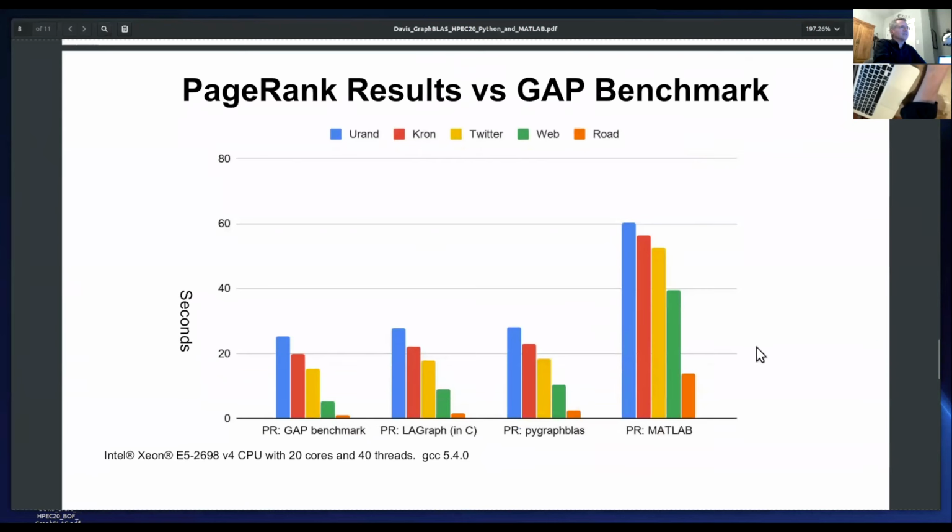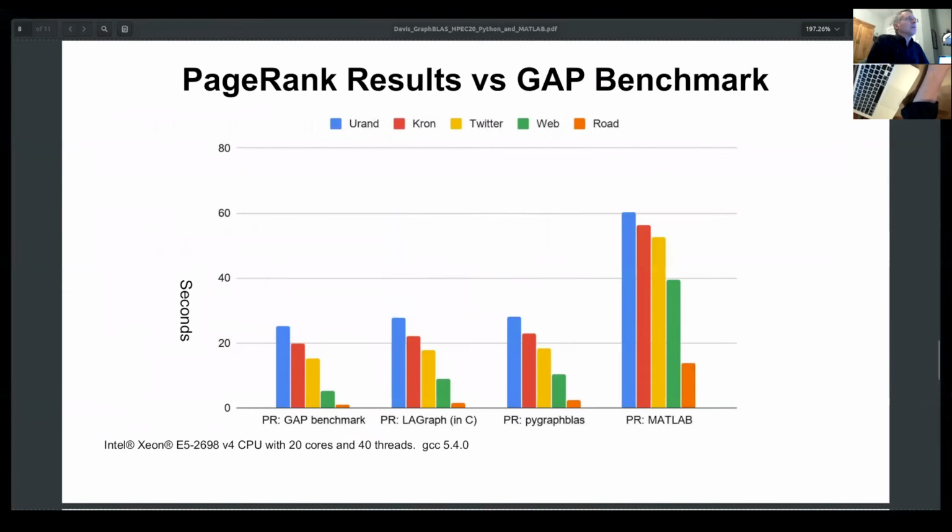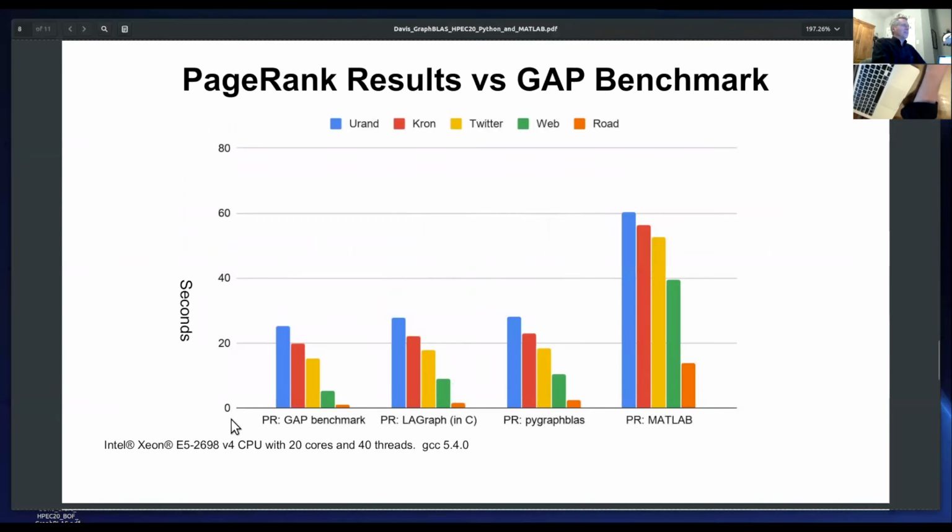That will come up, impact our results in later slides. On the left, in this slide, are the runtimes for Scott Beamer's GAP benchmark for PageRank. The second set of data is LAGraph, which uses GraphBLAS via its C interface. It's almost as fast as the GAP benchmark, just a lot easier to write the code. The third set of data is Python with GraphBLAS, and the last slide you saw, and its performance is essentially the same as GraphBLAS and almost as fast as the GAP benchmark.